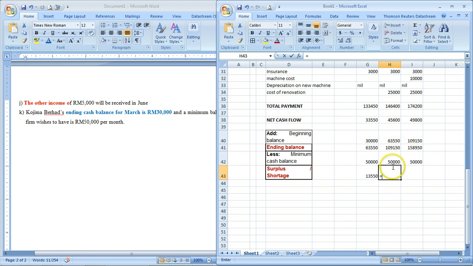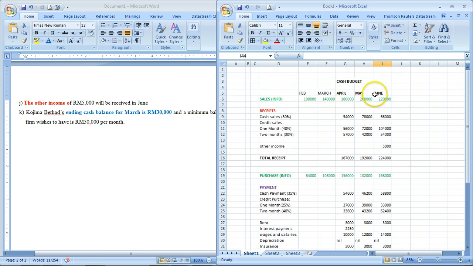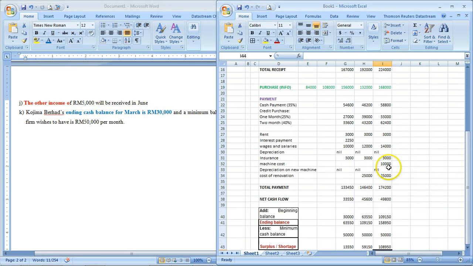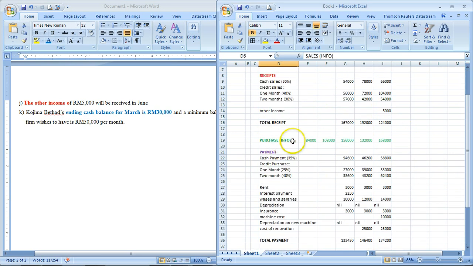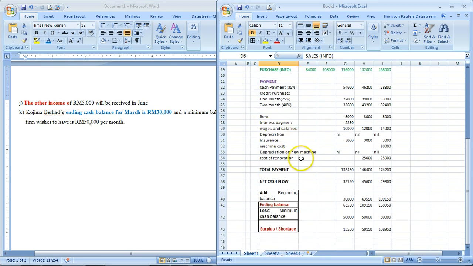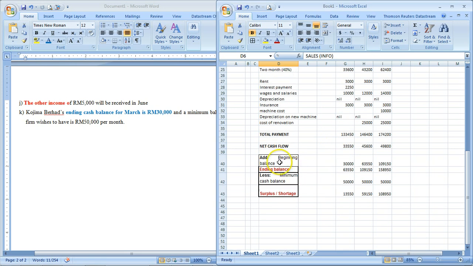The same goes for this. Ending balance minus cash balance. So you will get the answer. See, all months got surplus here. From the beginning, April, May, June, I can construct the whole cash budget. And don't forget, this is for info only. Then you start your calculation: receipt, total, then info or purchase first. Then you can start to do payment and all the particular items that you need, and then do total payment, net cash flow, and then follow the format.